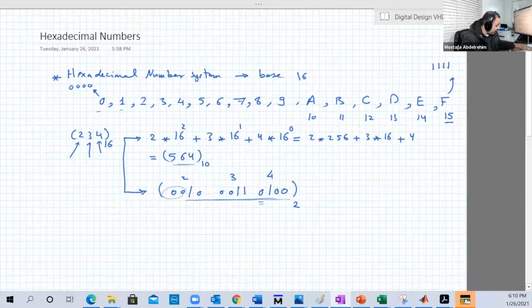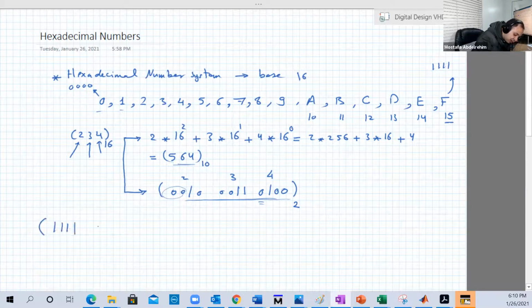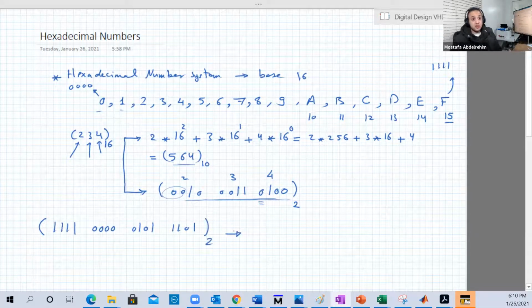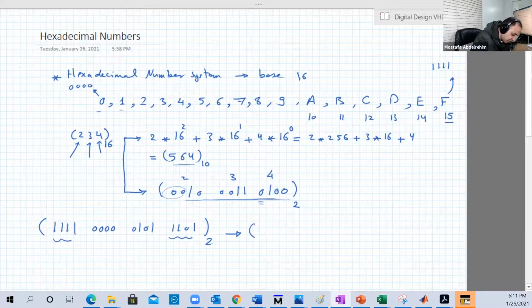Now let's take an example for converting from binary to hexadecimal. Let's take this number here: 1111, 0000, 0101, and 1101. Let's convert this to hexadecimal. I just divided them for you. Let's begin from here, that's fine. This is 15. 15 is F. Don't write 15, 15 is F.